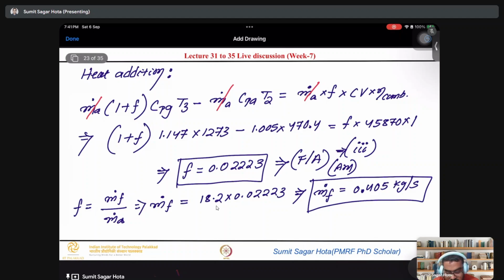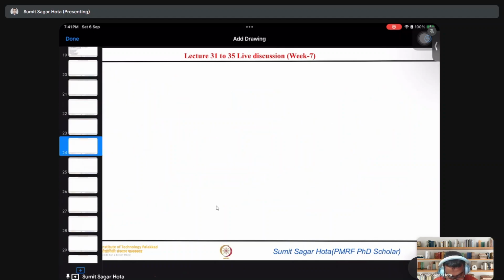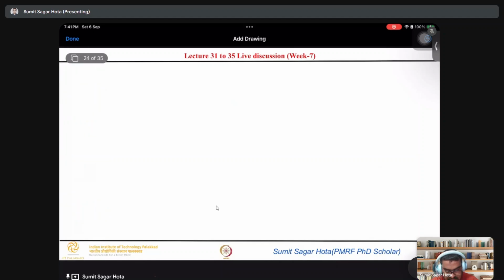So we have m dot a, we have m dot f, we have T3, and T4 is already given in the question. So we can easily now calculate the turbine work. Let's calculate the turbine work.